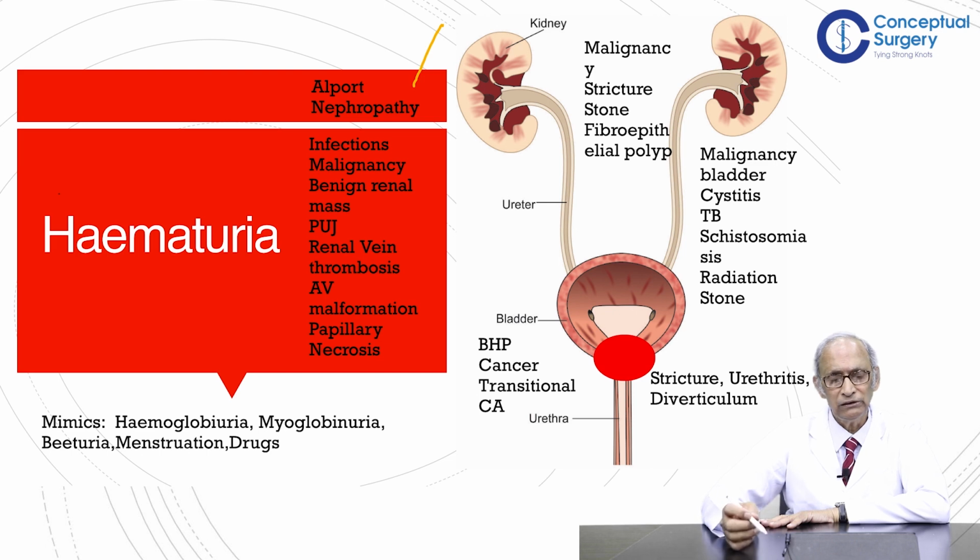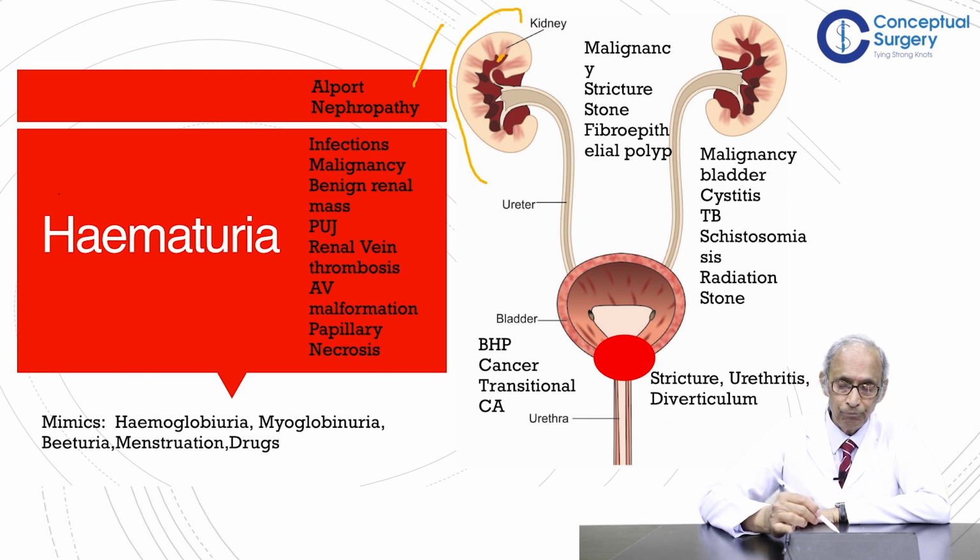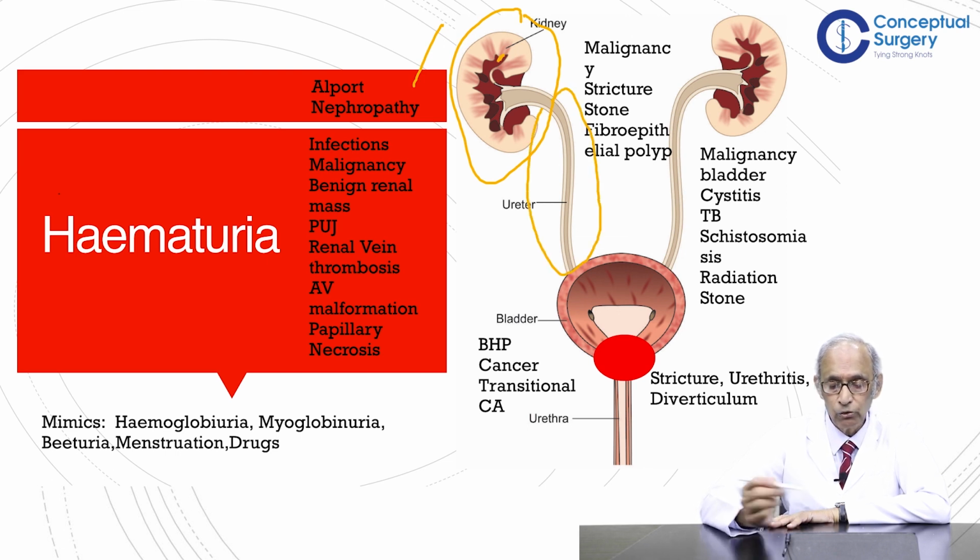Any kind of benign renal mass, and very occasionally the pelviureteric junction, can also produce it. And if there is a renal vein thrombosis because of any reason, or an AV malformation, or some kind of papillary necrosis, that can also produce hematuria. So these would be the causes of hematuria coming from the kidney. So this is one section. The next section would be the causes coming from the ureter. So if you look at it in that way, again, malignancy is one of the causes, and sometimes strictures in the ureter or a stone lying there.